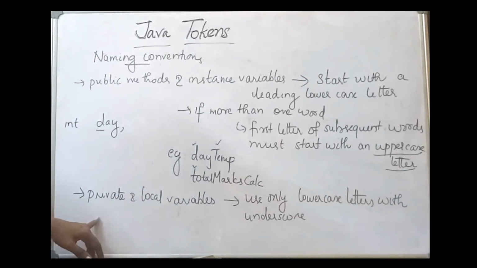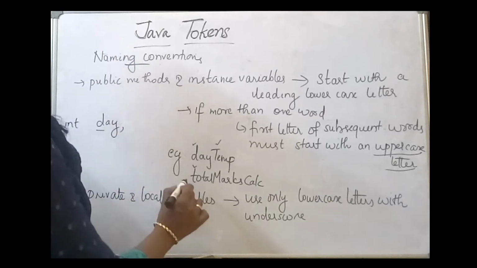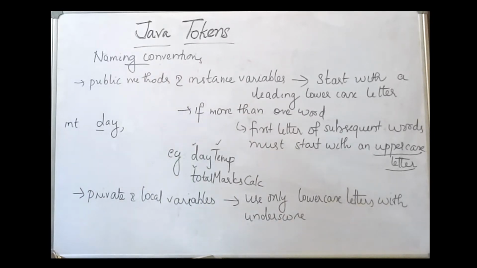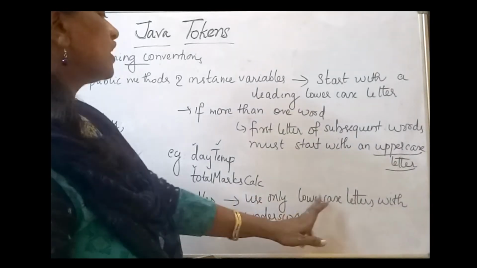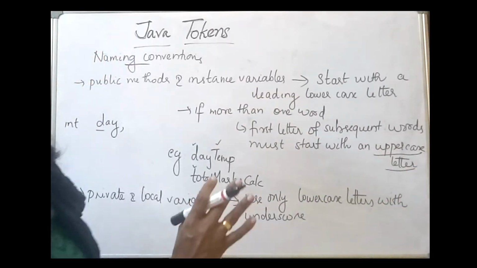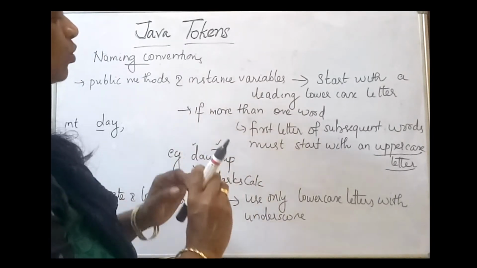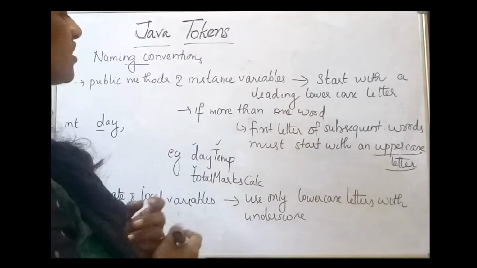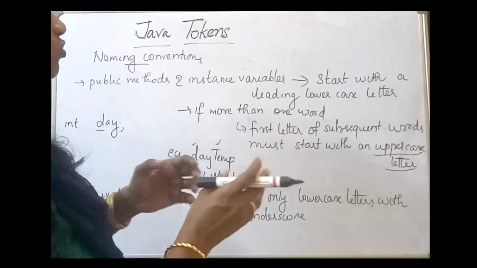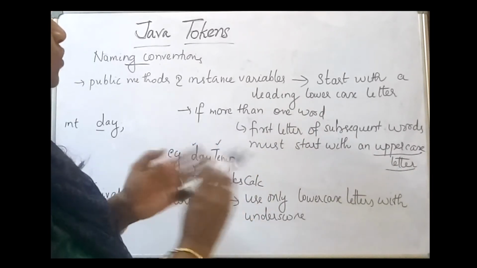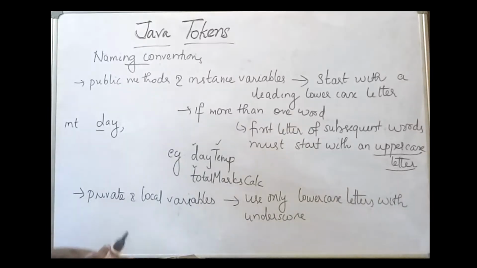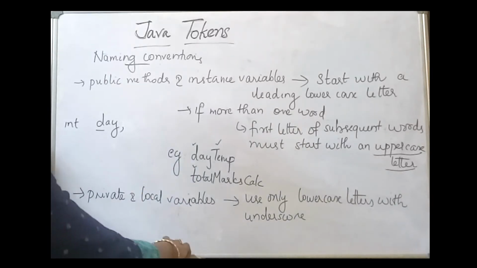Then regarding private and local variables, if there is a private data declaration, or local variables, which are variables declared inside a function, they usually use only lowercase letters with the underscore. Lowercase letters are preferred, and along with that another character used is the underscore. If there are separate words, they can be connected using underscore. Okay, so that is private and local variables.